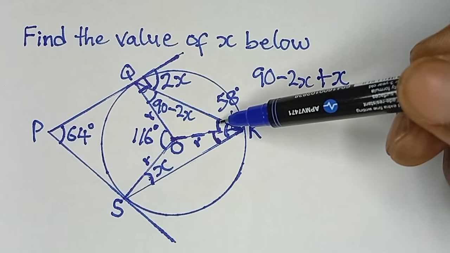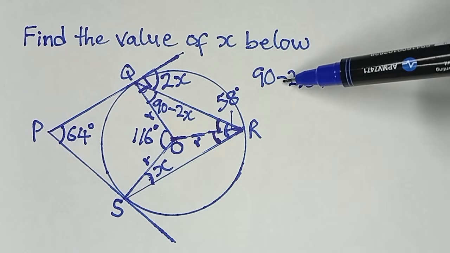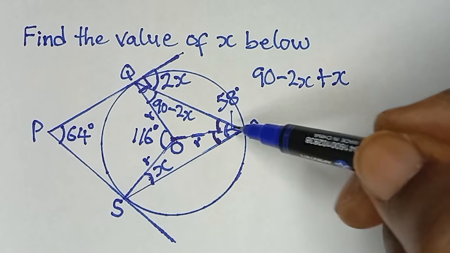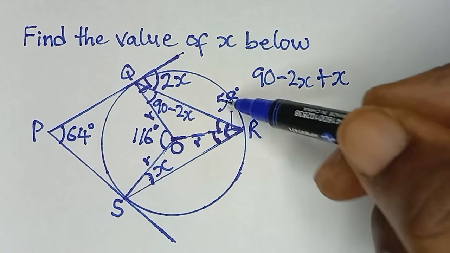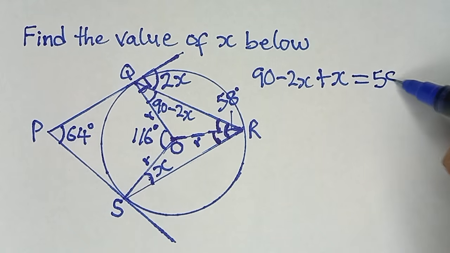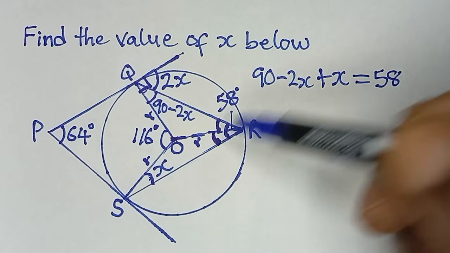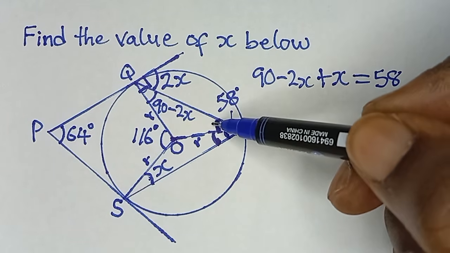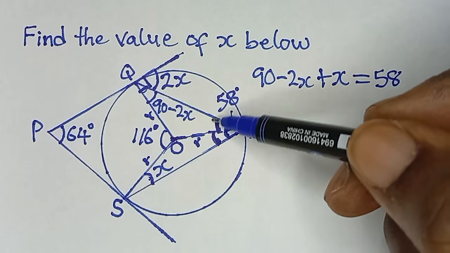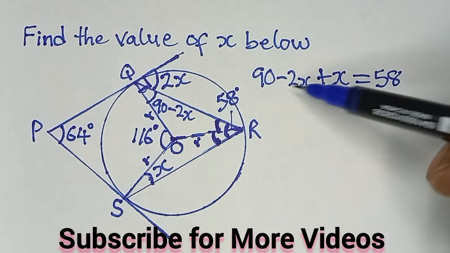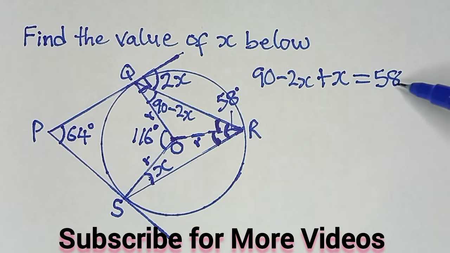And then don't forget, I have added this angle as 90 minus 2x and then added to this one, which is x. Don't forget, the whole of them make this angle 58 that we have there. So everything should be equal to 58. That is this x angle and this angle here, which is 90 minus 2x. So together, the whole angle is equal to 58, as we have established before. So that is 90 minus 2x plus x is the total angle at that point, which is 58 degrees.